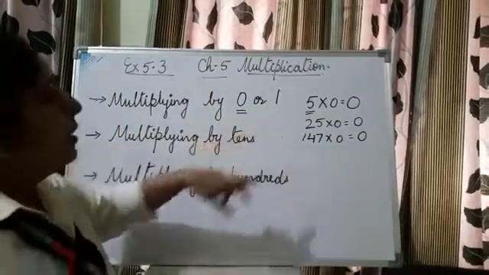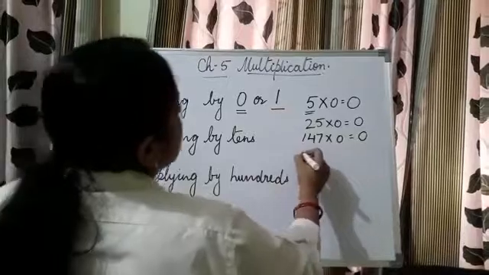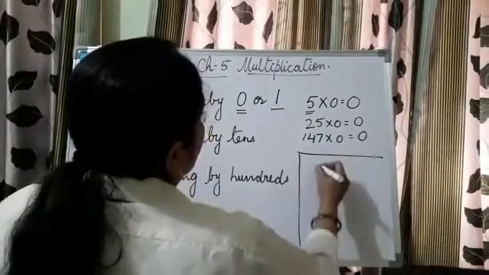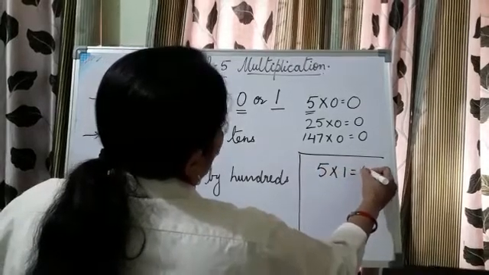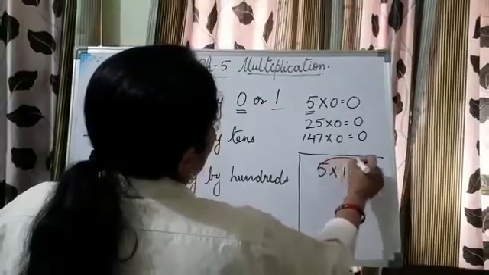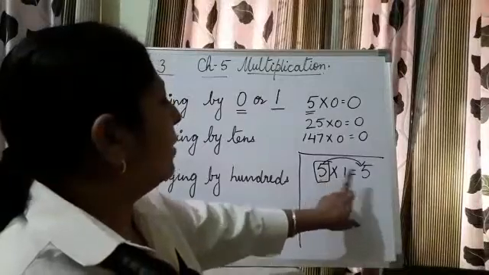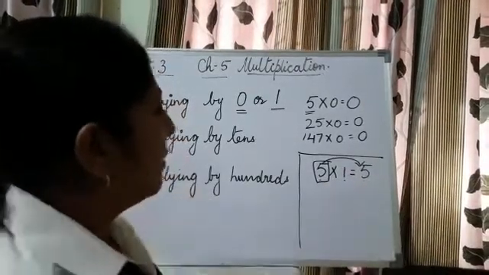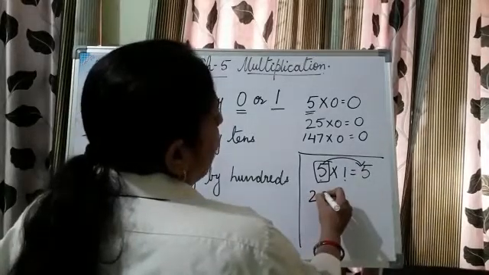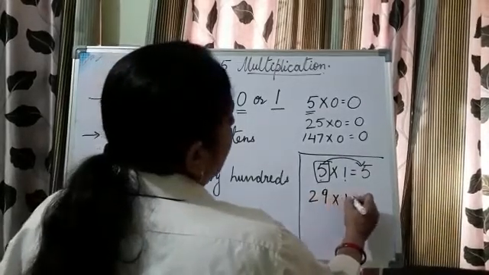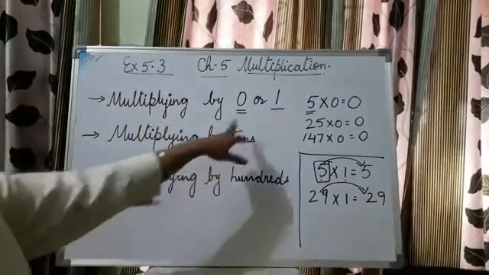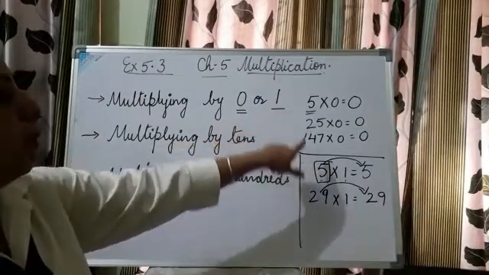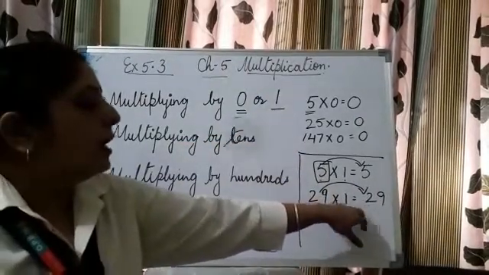Multiplying by 1. When any number is multiplied with 1, say 5 multiplied with 1, it will always give you the number itself. It means the number which is multiplied with 1 is the product itself. If we multiply, for example, 29 with 1, the product will be the number itself, which says any number multiplied with 1 will be the number itself.